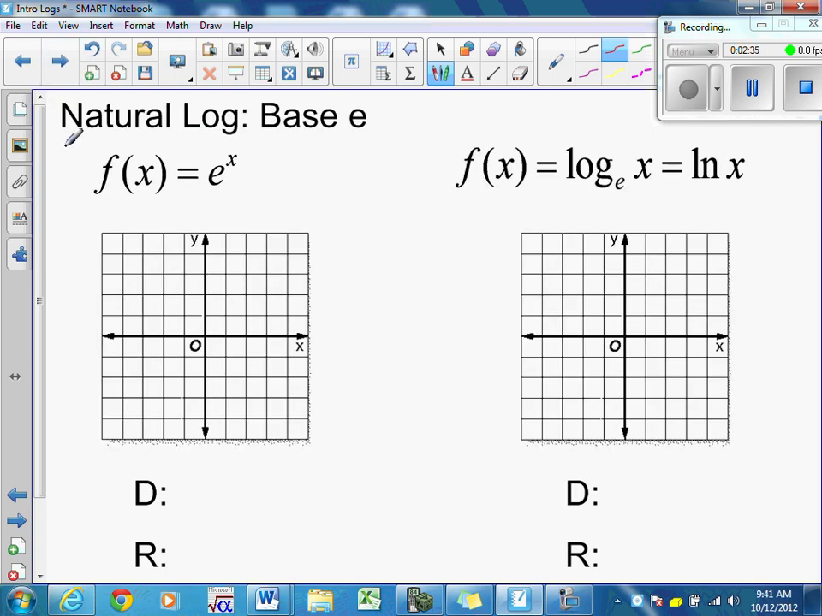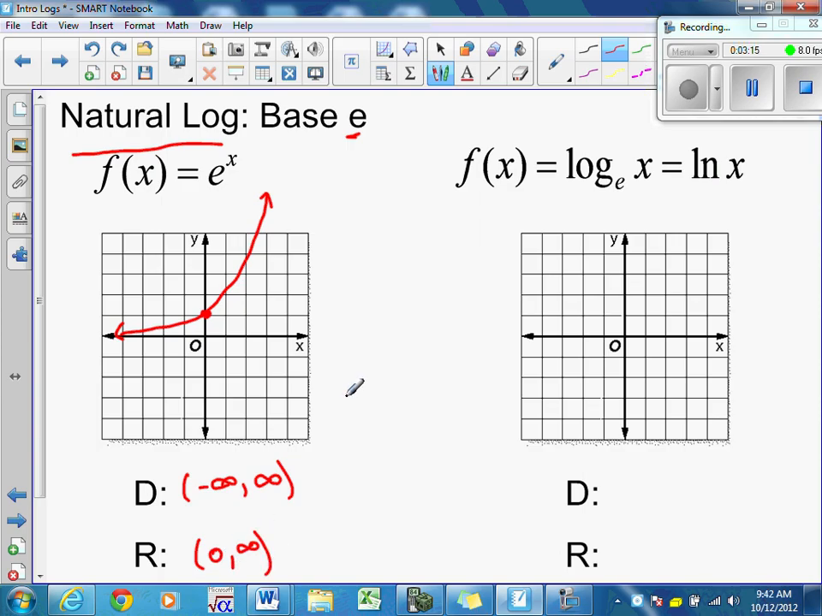The first one is the natural log. Natural log is log base e. We talked about this e earlier when we talked about exponential functions, 2.718. This is our natural log's base. Just to review, e to the x, remember we did this with our parent functions, looks like this. It has a domain of all real numbers and has a range of 0 to infinity.